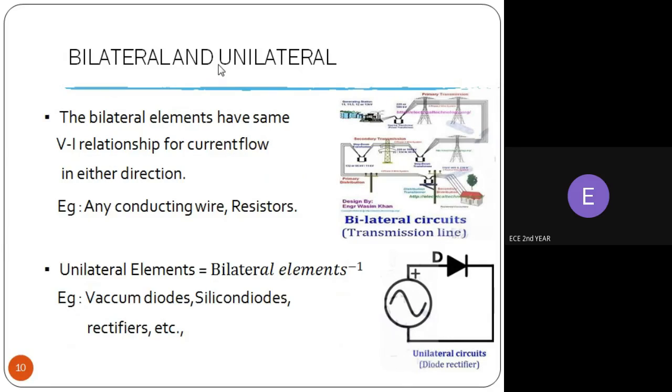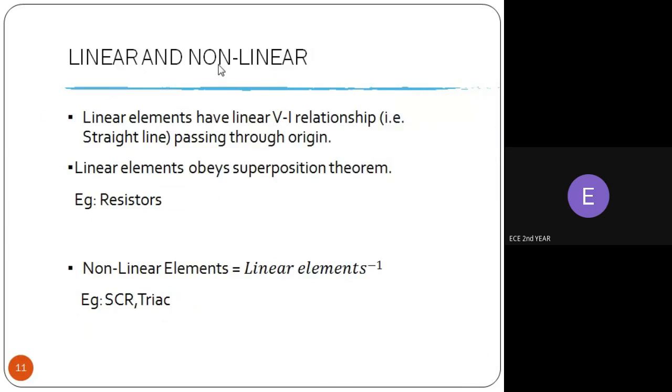Bilateral and unilateral networks. A bilateral network has the same voltage to current relationship for current flow in either direction. Any conducting wires and resistors are examples of bilateral networks. For unilateral networks, examples are vacuum diodes, silicon diodes, rectifiers. So these are all examples of unilateral networks.